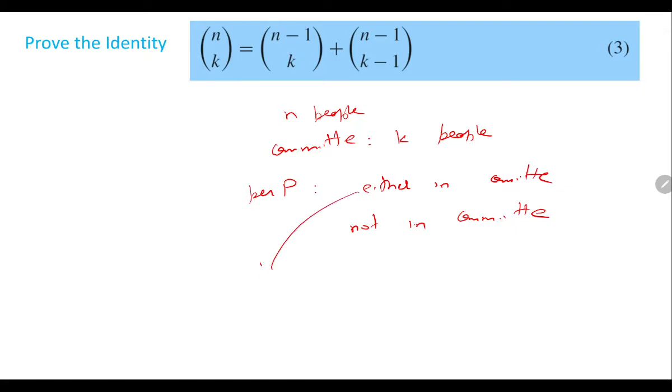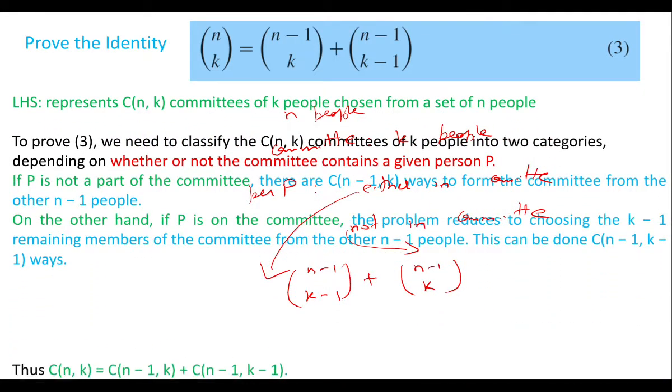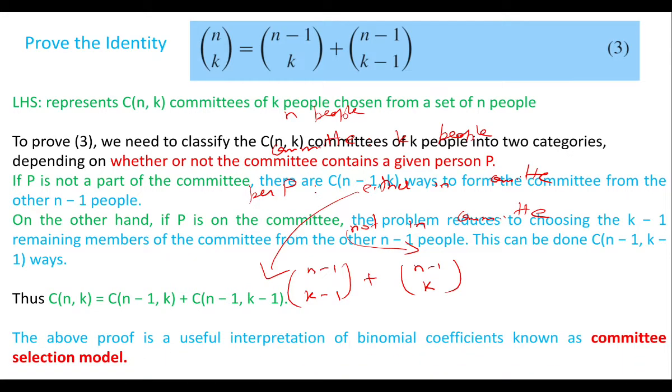Now what will happen if he is in the committee? He is already there, so you need k minus 1 people, out of n minus 1, because he is already there, so we should not consider him. If he is not in the committee, then we need k persons in the committee, but out of n minus 1, because you already know that P is not there. This also suggests another way to select k people out of n people, once we consider whether one person P is in the committee or not. So this is the combinatorial proof, and the way we prove it is known as the committee selection model. Let's see some more questions based on the committee selection model.